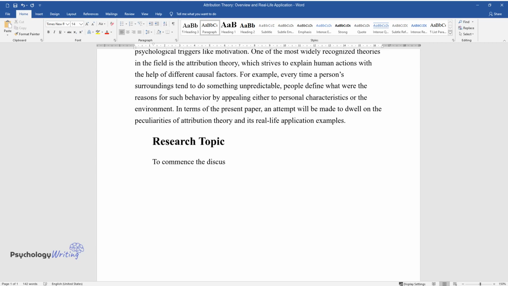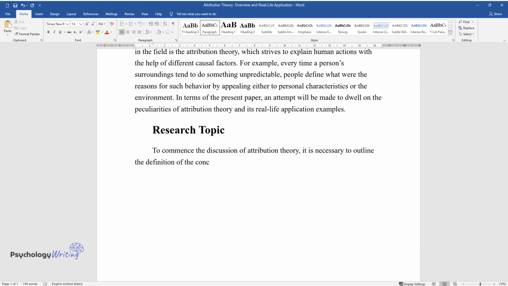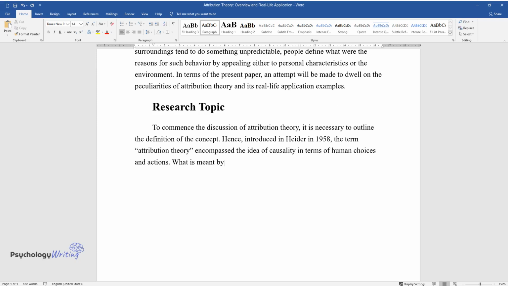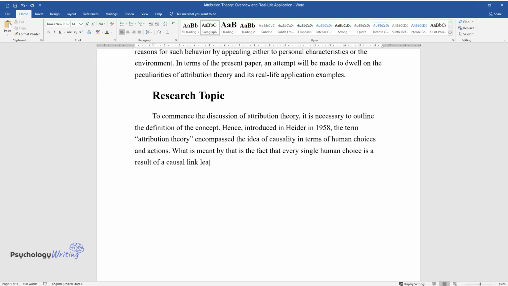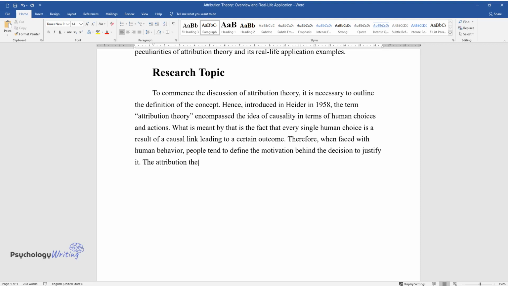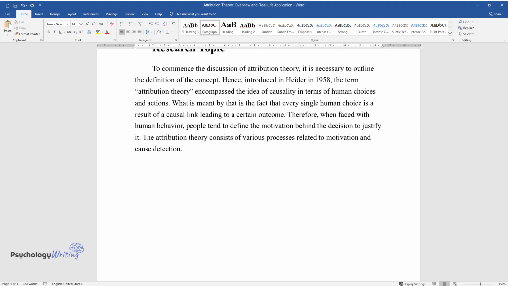Research topic. To commence the discussion of attribution theory, it is necessary to outline the definition of the concept. Hence, introduced by Heider in 1958, the term attribution theory encompassed the idea of causality in terms of human choices and actions. What is meant by that is the fact that every single human choice is a result of a causal link leading to a certain outcome. Therefore, when faced with human behavior, people tend to define the motivation behind the decision to justify it. The attribution theory consists of various processes related to motivation and cause detection.